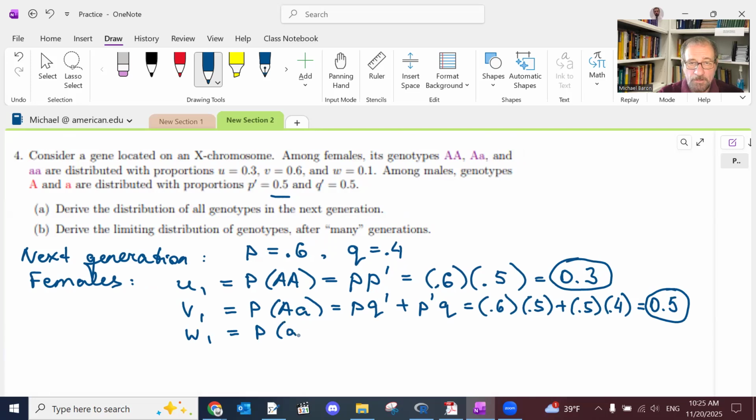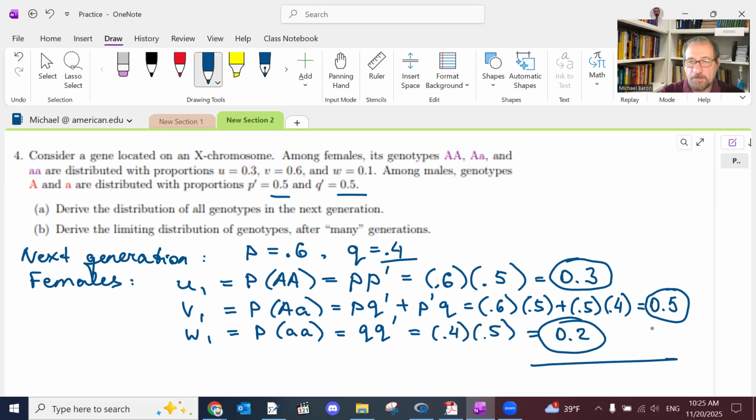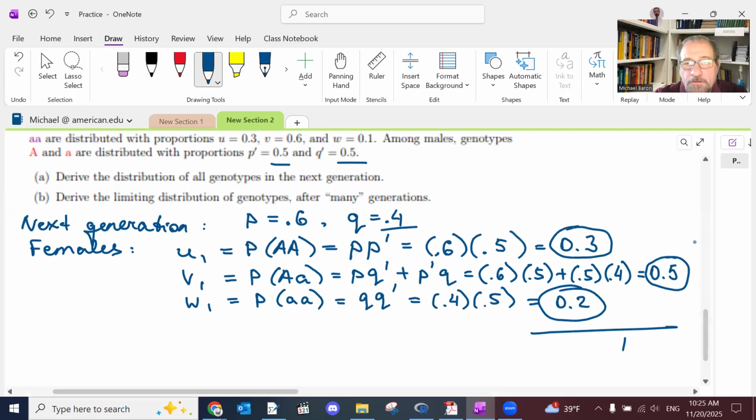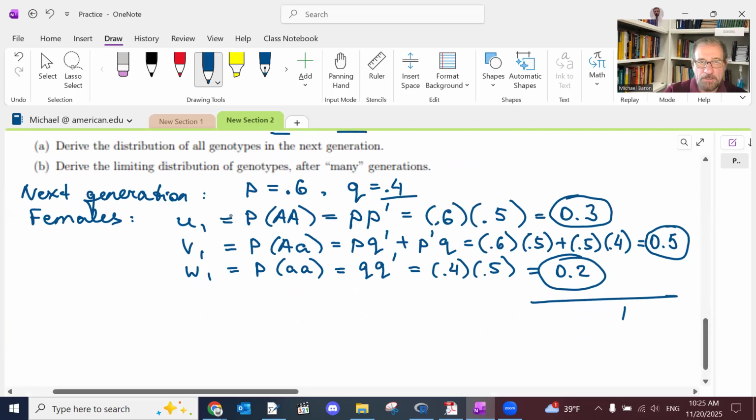But we have a few seconds. So probability of both recessive genes, if the daughter receives recessive genes from both parents, Q times Q prime is 0.4 times 0.5. That's why it's 0.2. And 0.3 plus 0.5 plus 0.2 is 1. This is the distribution of genotypes, right? Distribution of genotypes among female children.